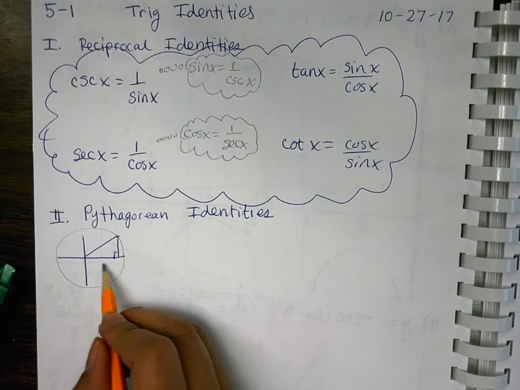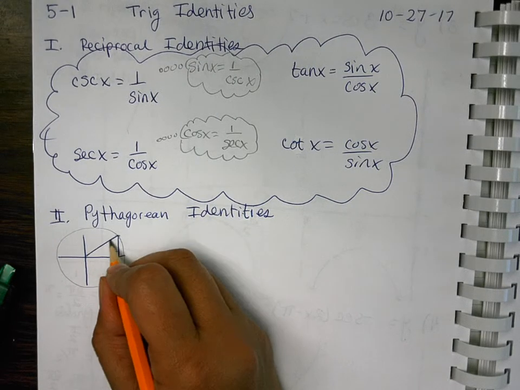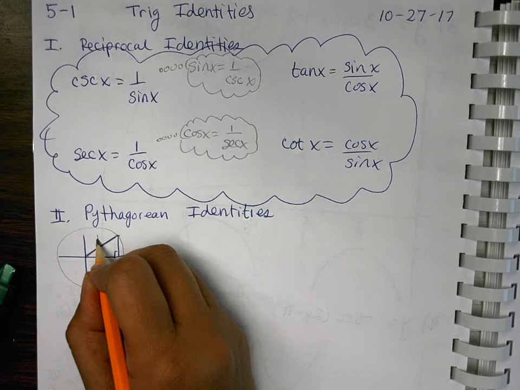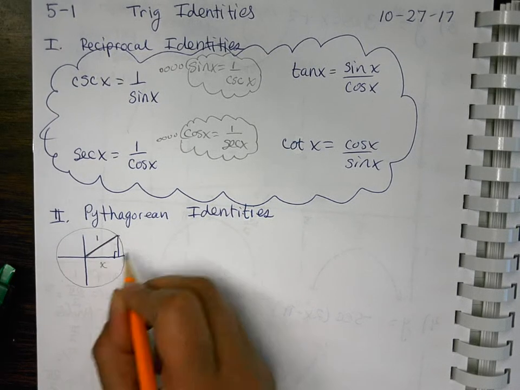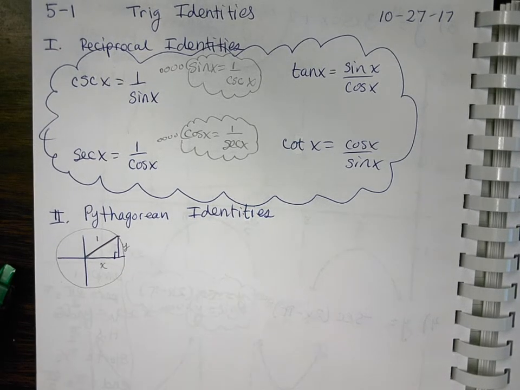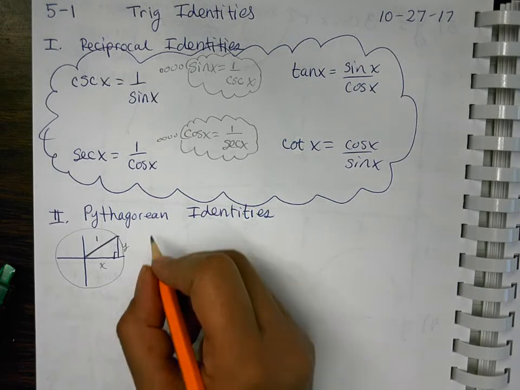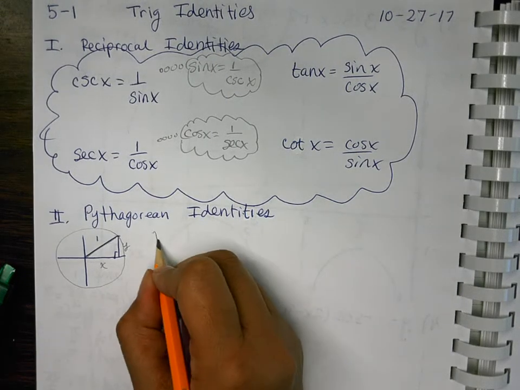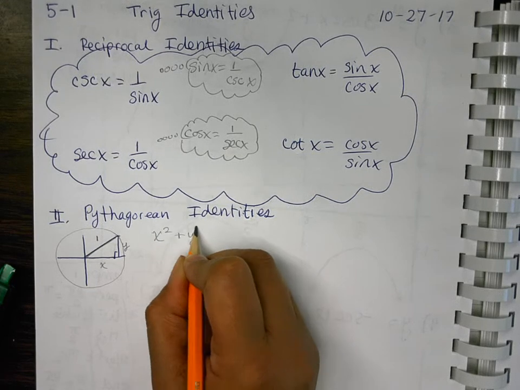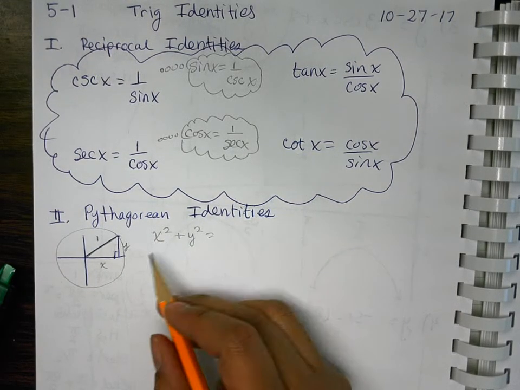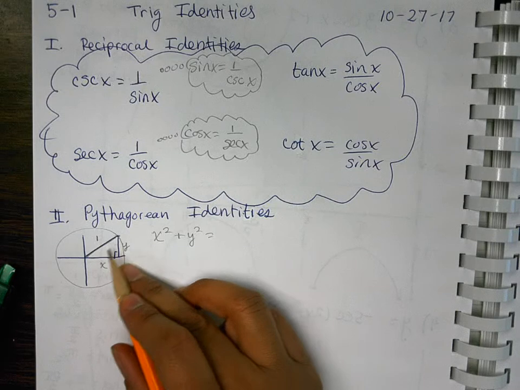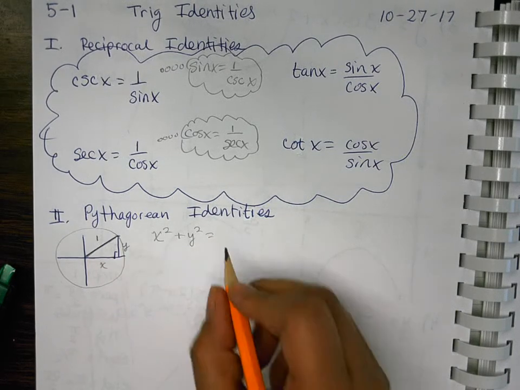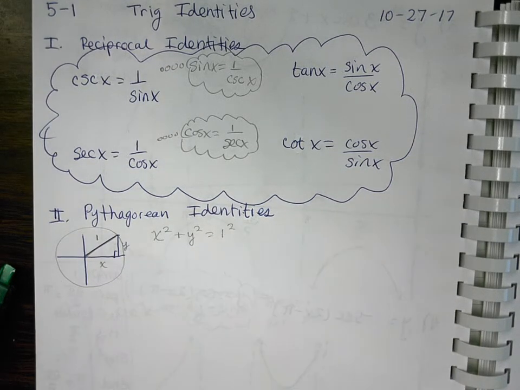If this were a unit circle, what would this hypotenuse right here be? 1. This is the x and this is the y. Do you guys agree? Yes or no? All right. And Pythagorean's theorem states that x squared plus y squared equals, or a squared plus b squared equals c squared. What is c in this case? 1. Does everyone agree with that?